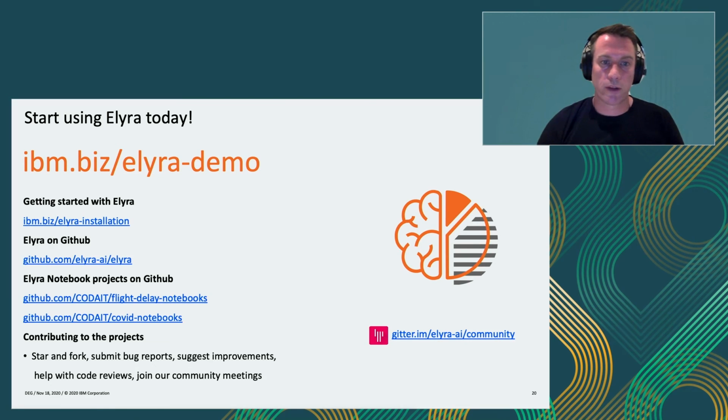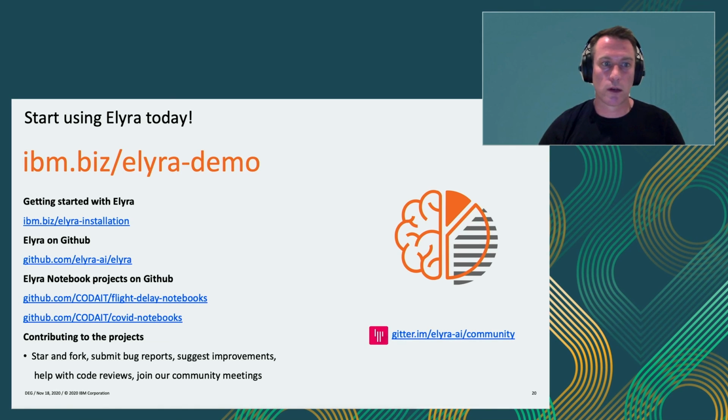So I hope that the demo and the presentation have really illustrated some of the power and functionality of Elyra. Elyra is still a young project, very active, developing rapidly, and we really welcome community involvement. So please go and give it a try. You can run it locally, you can run it via Docker, you can run it on Binder, you can check out that link, ibm.biz/elyra-demo.